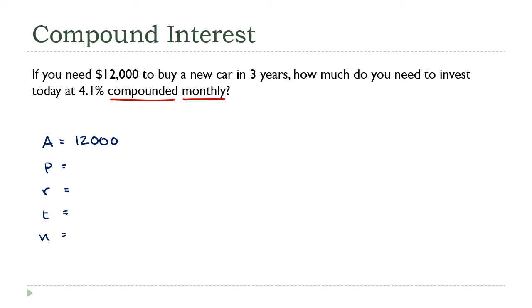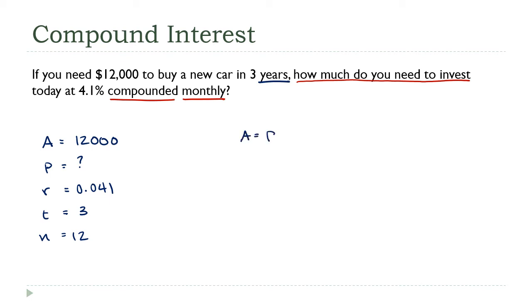I'm going to invest for 3 years. That's the time, and that's a year amount, so I'm good with that. The interest rate is 0.041, and the interest is compounded monthly, so N is going to be 12. Now look to the question. How much do you need to invest? That's P. So I'm trying to find P here, and that's okay. I can do that.